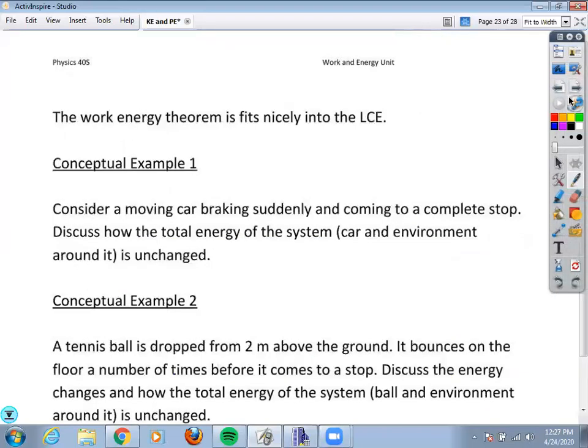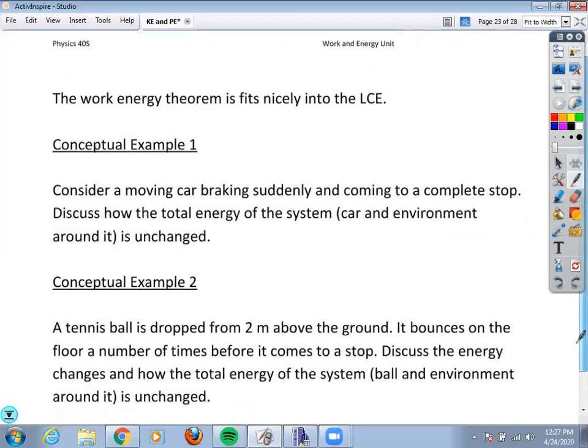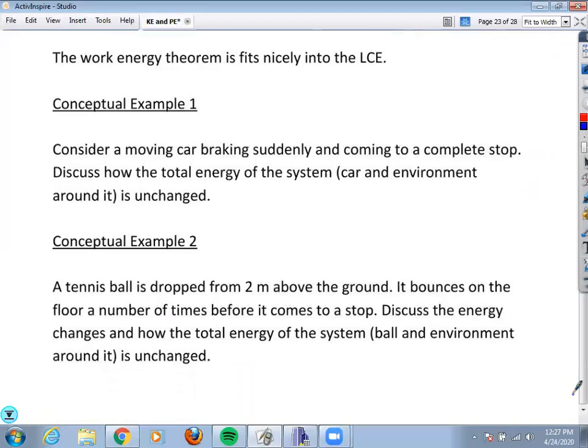So the work energy theorem fits nicely into the LCE. Example 1, consider a moving car braking suddenly and coming to a complete stop. How is the total energy of the system unchanged? You can think about that. The second example you can think about is dropping a tennis ball above the ground. It falls to the ground, it bounces a number of times before it comes to a stop. You can think about how the energy changes and the total energy of the system remains unchanged.